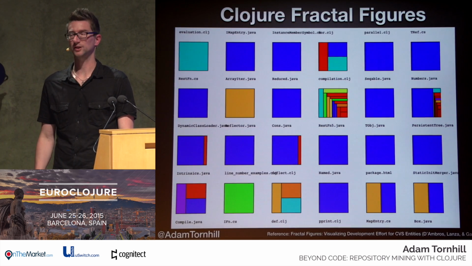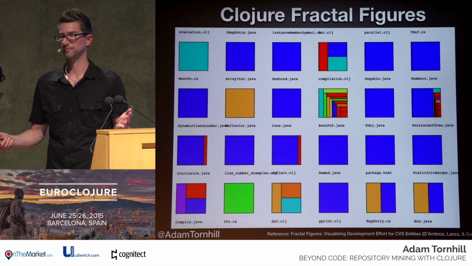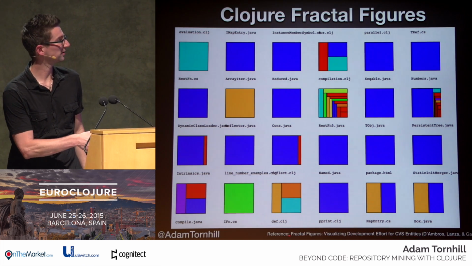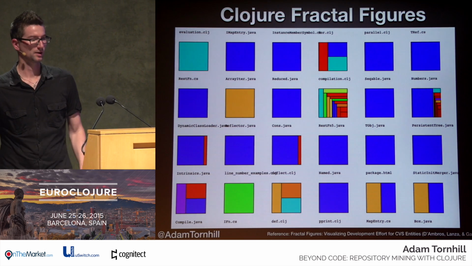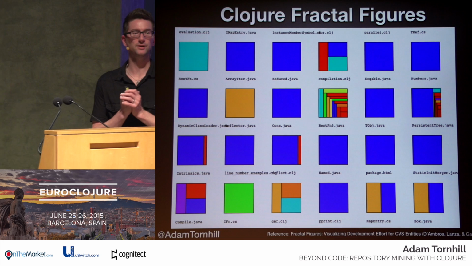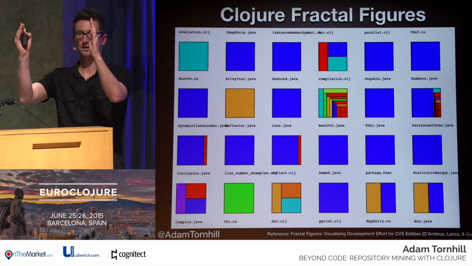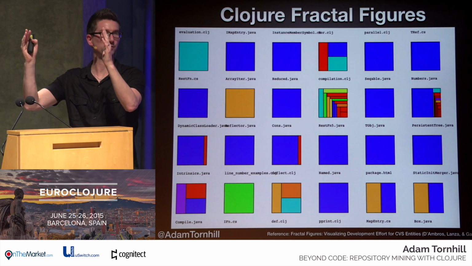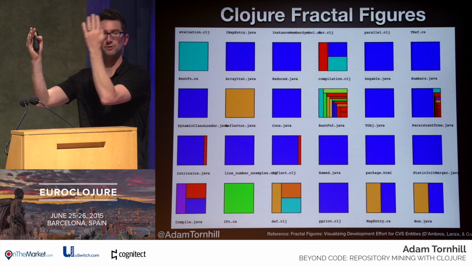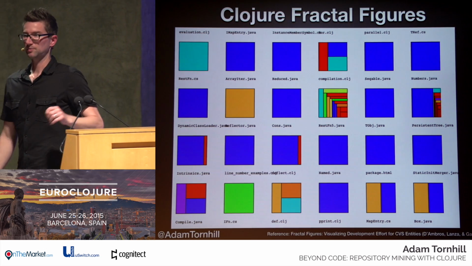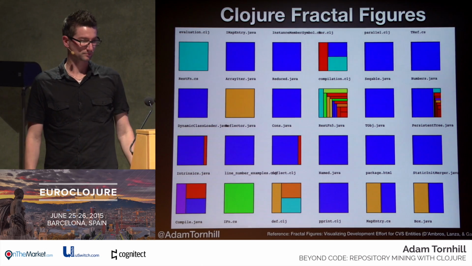And I used a visualization technique called fractal figures. And fractal figures is a technique from this academic paper down here. And fractal figures works like this. You consider each module a box, and each programmer gets assigned a color. And the more that programmer has contributed, the larger the area of the box. So here is an example from Clojure.